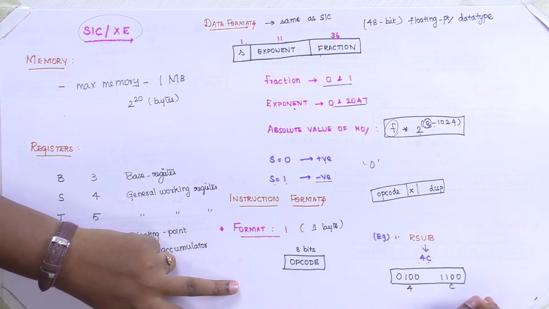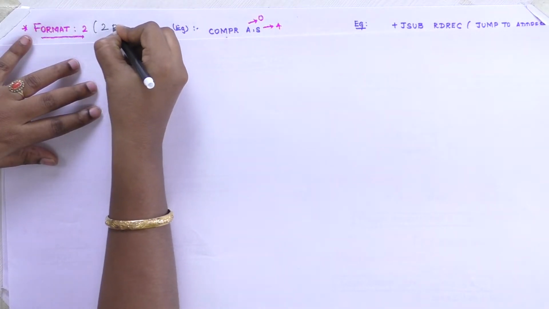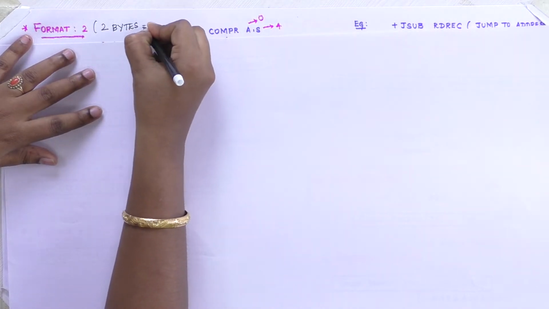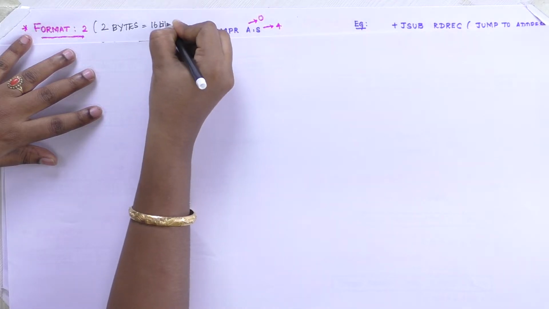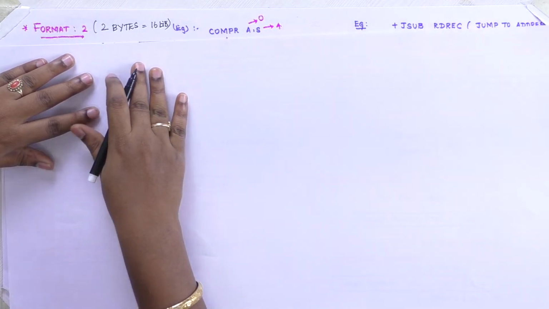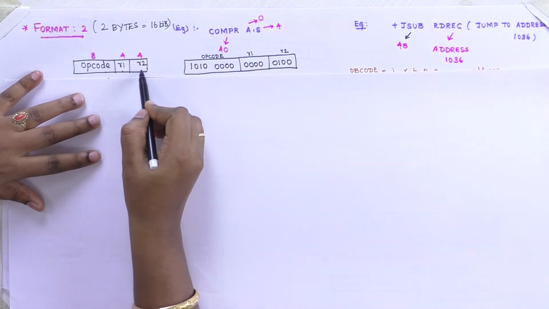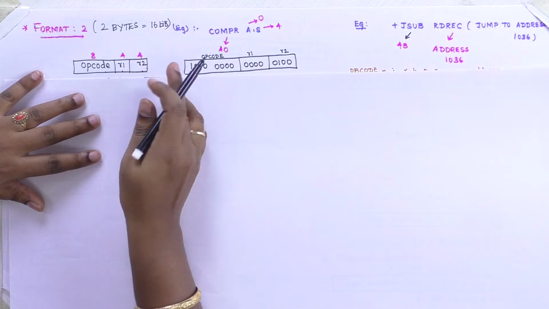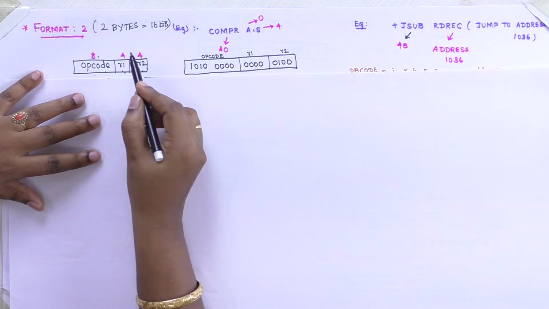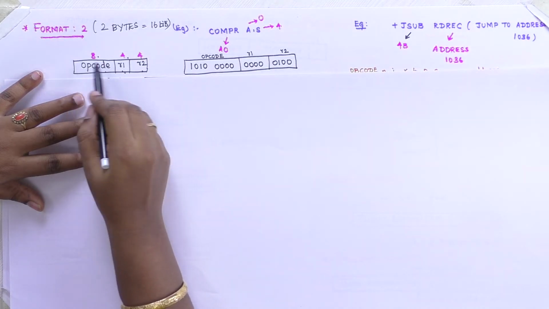Next, format 2. Format 2 is 2 bytes. Format 1 is 1 byte, format 2 is 2 bytes, that is equal to 16 bits. In format 1 we represented only the opcode. In format 2, this is the instruction layout: opcode, R1 and R2. It is specially used for register to register transmission. The opcode is represented by 8 bits, register 1 in 4 bits and register 2 in 4 bits.